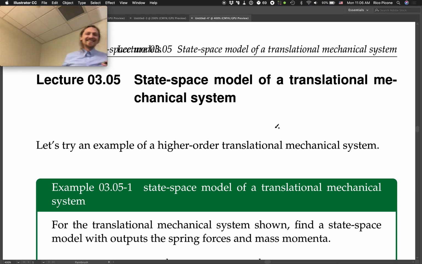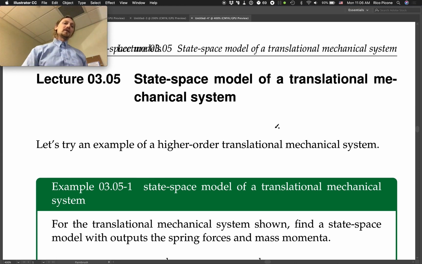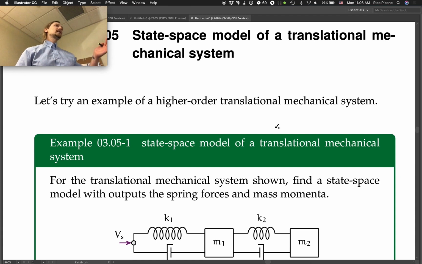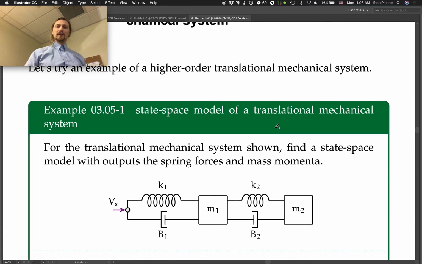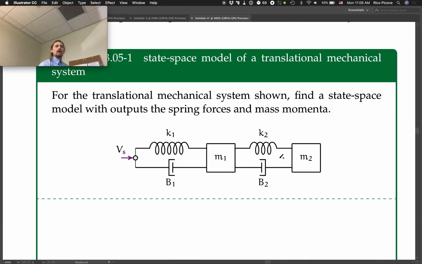So we're going to be doing a mechanical translational system that's higher order this time. We did one that's second order. It was electrical last time. So this will be a fun one. For the translational mechanical system shown, find a state space model with outputs being the spring forces and the mass momenta.